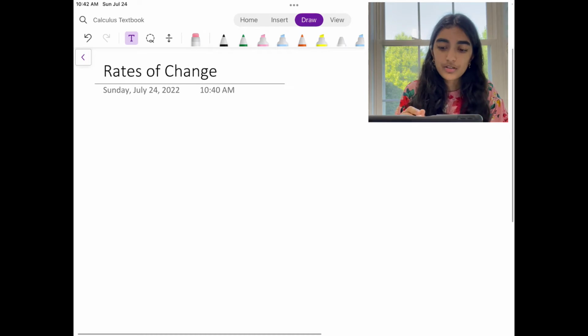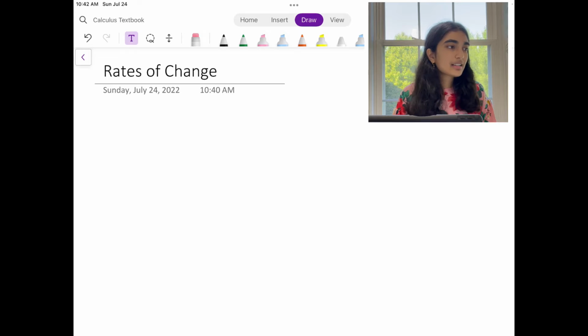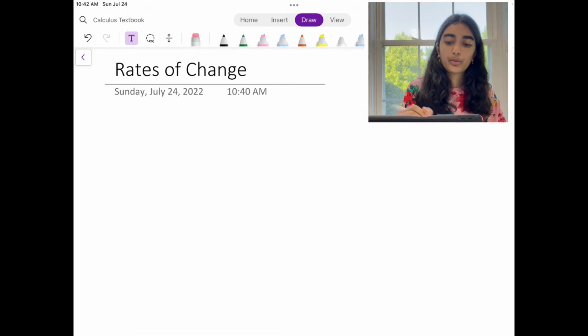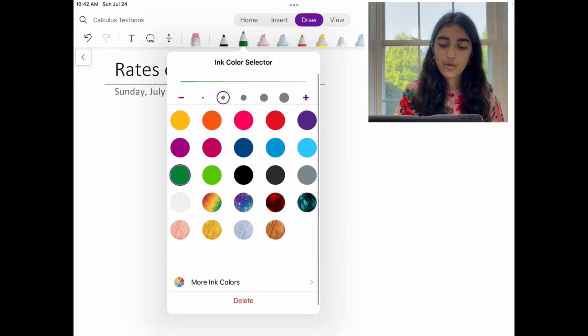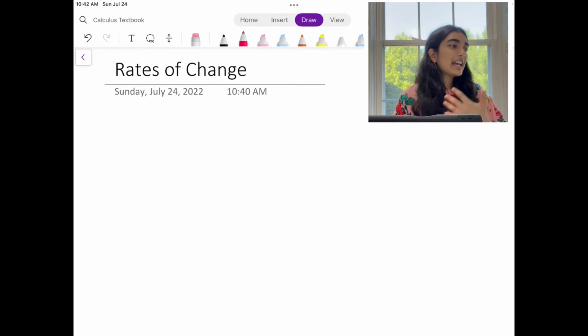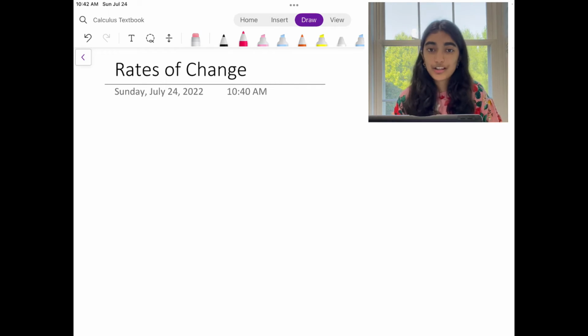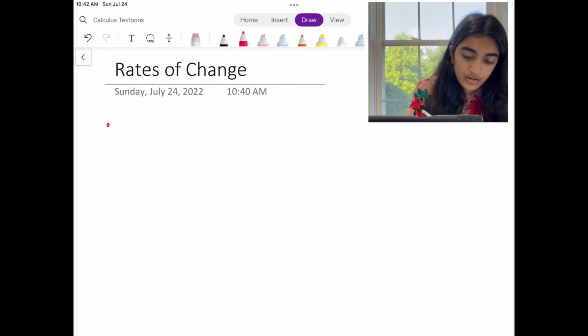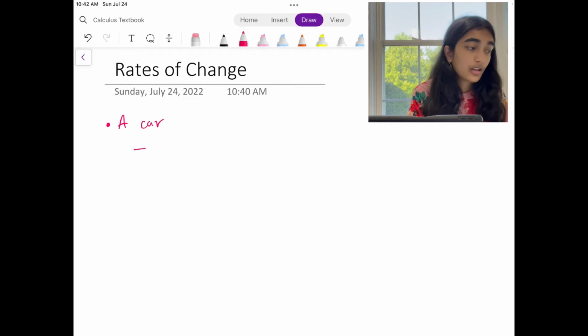Okay, so let's investigate rates of change through a simple example. We have a car, right? Let's say we have a car. It's traveling 100 miles in how much time? In 2 hours.